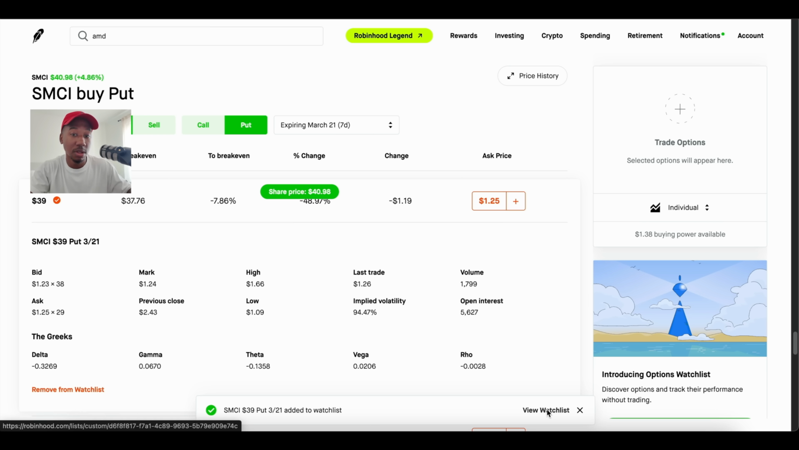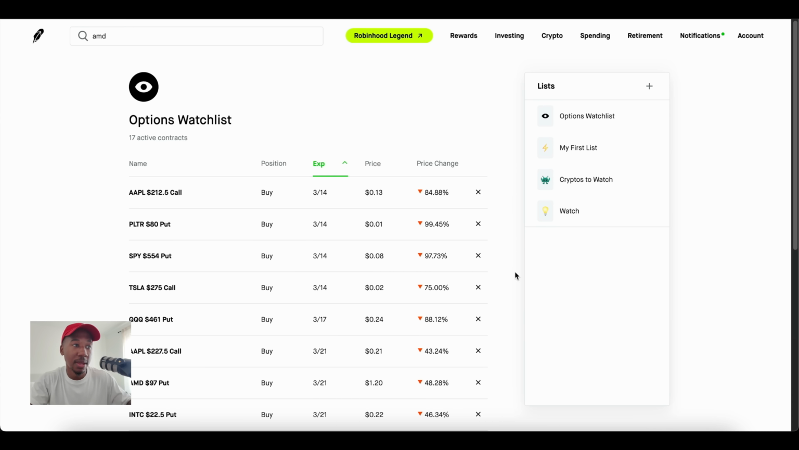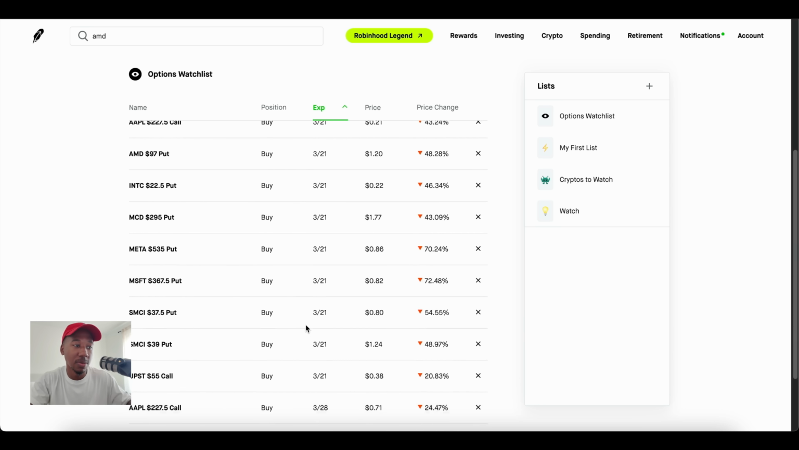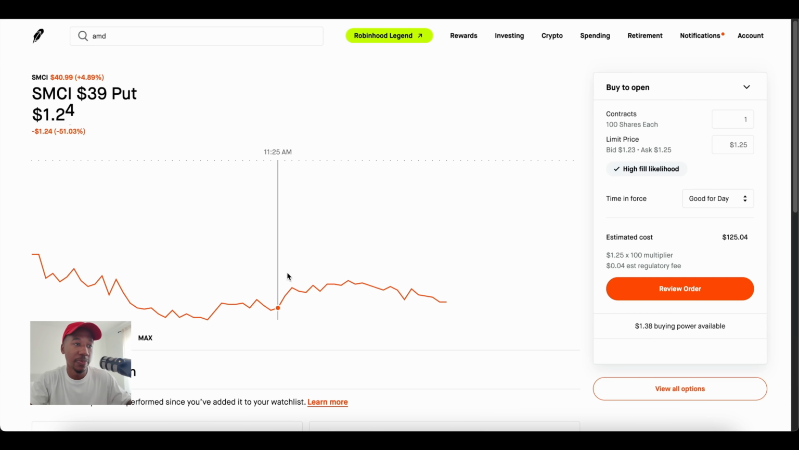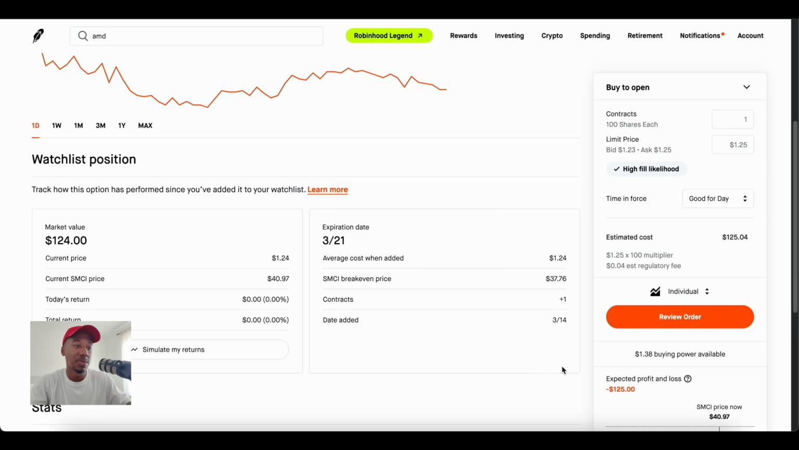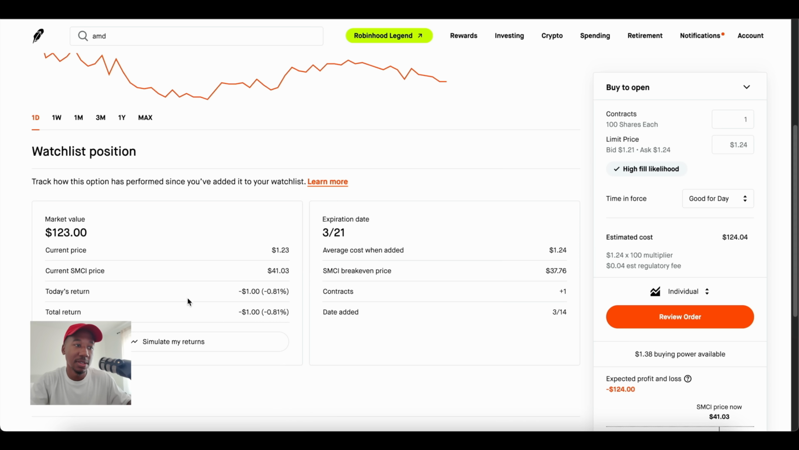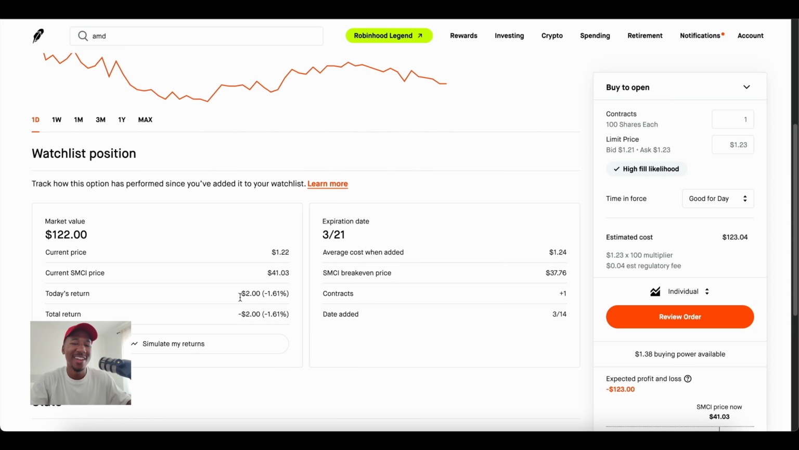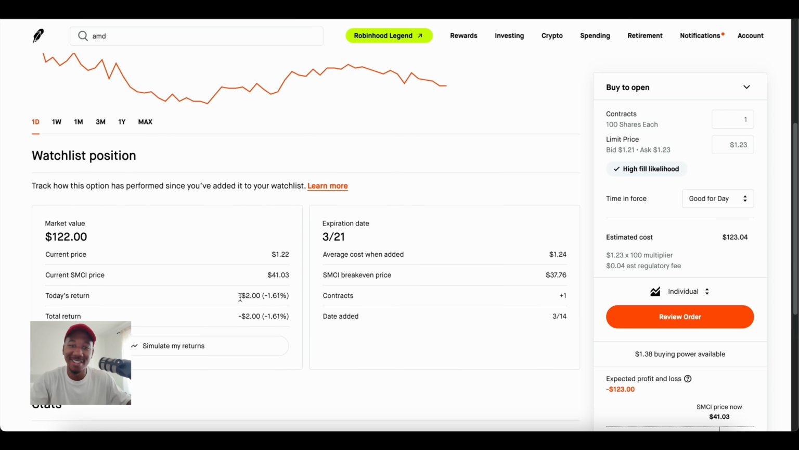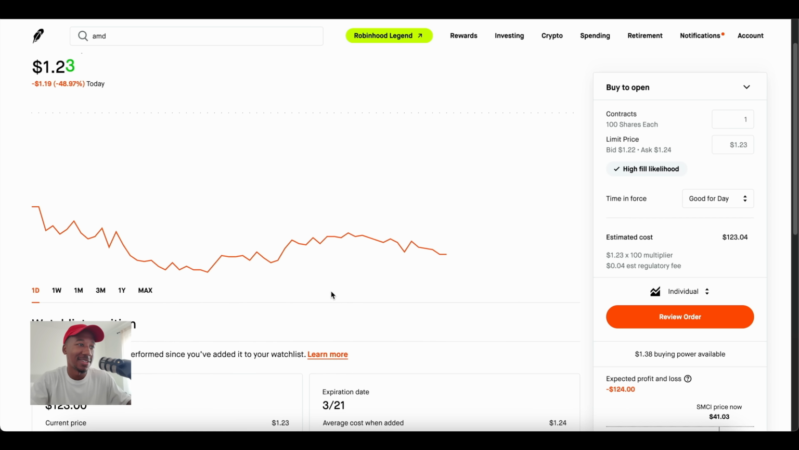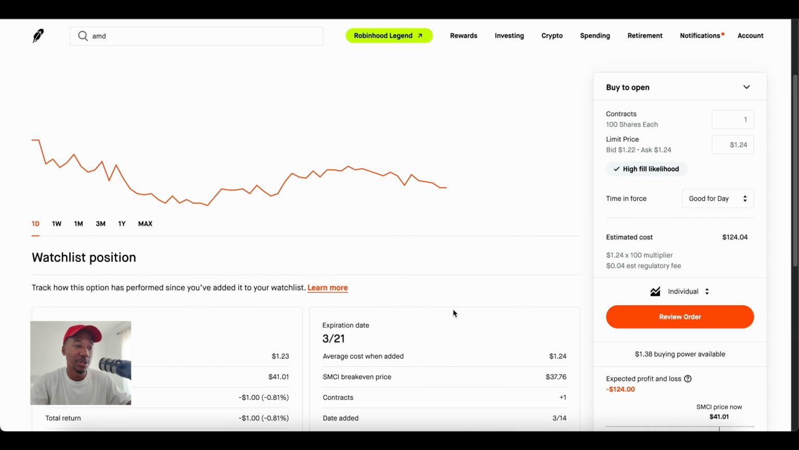Now I'm going to click on view watch list down here. That's going to send me to the watch list, and I'm going to go to that SMCI put. Now I can see the SMCI put. You can see the day I added it right here, and I can see the cost. As the price of the contract changes, I can see my total return. From when I entered, I'm down $2 on this contract. All right, not the best feeling, but hey, it's good to know it works. That's how you do that, how you watch that, how you monitor that. And that's essentially what I did.